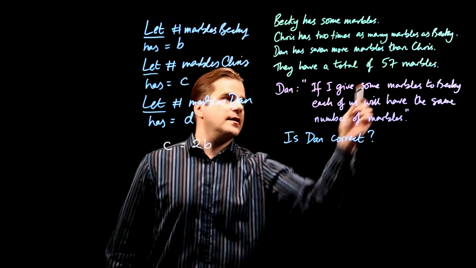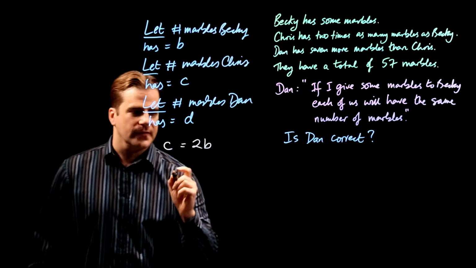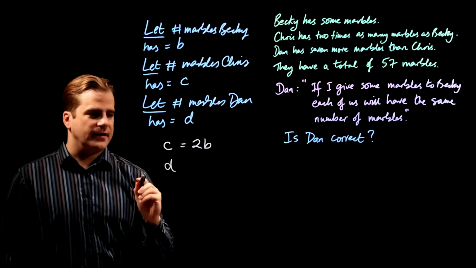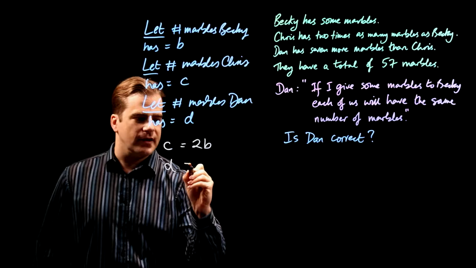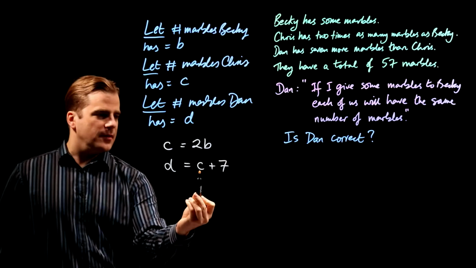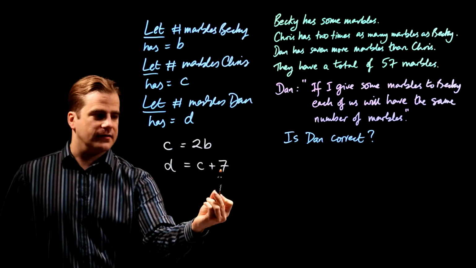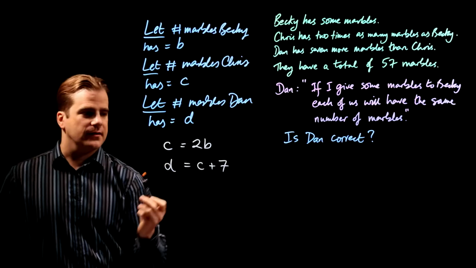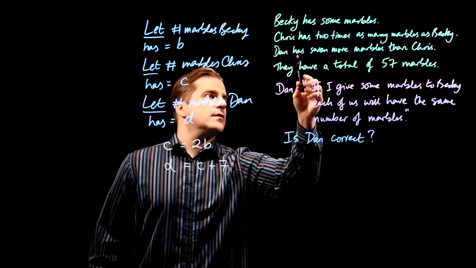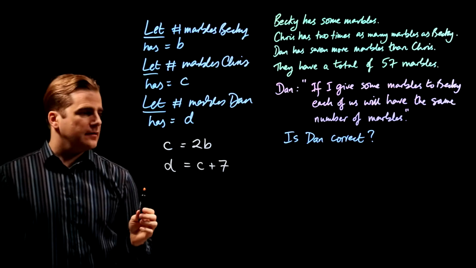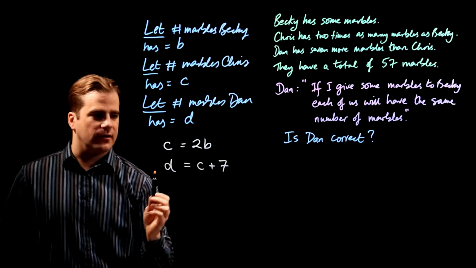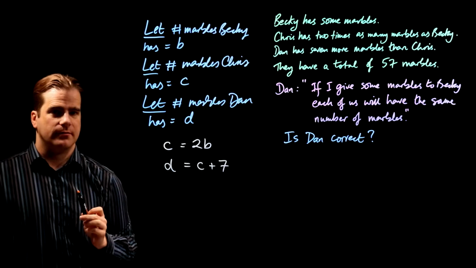Okay, next. Dan has 7 more marbles than Chris. Okay? Dan, he has 7 more marbles. So again, Dan has more marbles, which means the 7 must go on this side. C plus 7. However many marbles Chris has, you add 7 to that, and you get the number of marbles Dan has. Let's check it. Let's put in some numbers. Let's say Chris has 5 marbles. Dan has 7 more marbles than Chris. So Dan should have more marbles. Chris has 5 marbles. 5 plus 7 is 12. Dan has more marbles. It's correct.